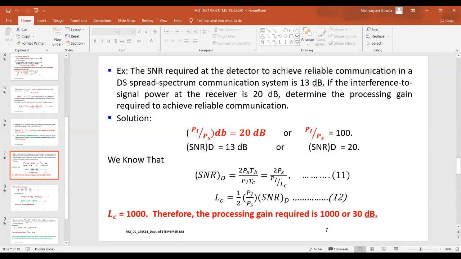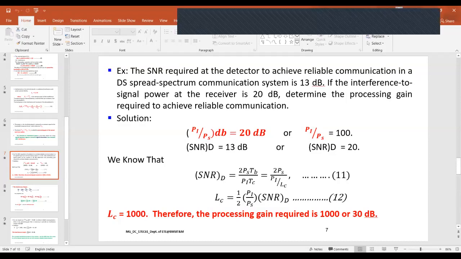Here he has given the required signal to noise ratio, which is 13 dB, and the interference to signal power at the receiver, which is 20 dB. We need to calculate the processing gain required to achieve reliable communication. I have written here Pi by Ps, where Pi is the interference power and Ps is the signal power. That is 20 dB, which in terms of ratio I can write as 100.